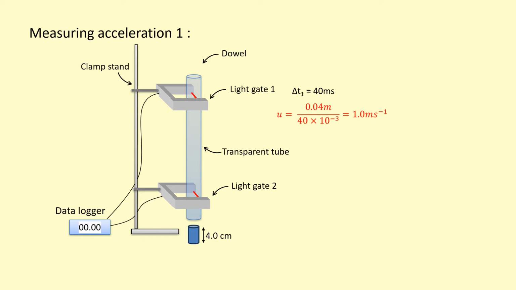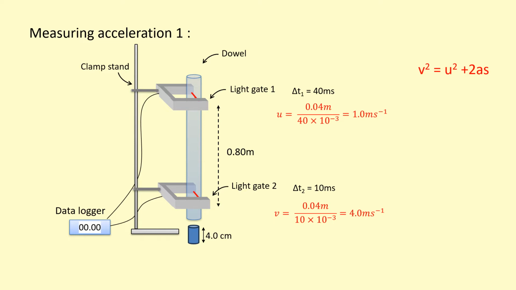Now through the second light gate, we expect it to go faster, so there's a shorter time. It'll only take 10 milliseconds. Again, the length of the dowel divided by the time gives me a speed of 4 meters per second. Now to find the acceleration between those two points, one of the things I could do is measure the distance between the first light gate and the second light gate. So let's say 0.80 meters. Then I can use a SUVAT equation, v squared equals u squared plus 2as, put the numbers in to get the acceleration, and in this case I'm getting around 9.4 meters per second squared.